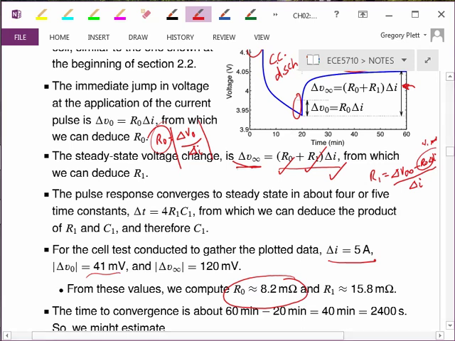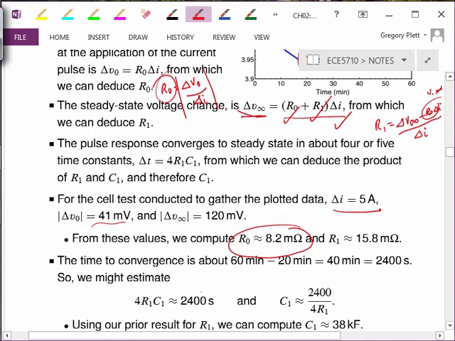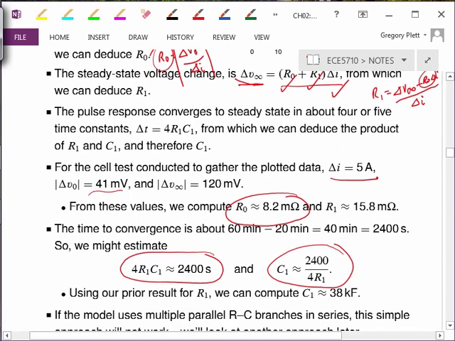And if we look at the time to convergence, it's about 60 minutes minus 20 minutes, or 40 minutes. And 40 minutes in seconds is 2400 seconds. And so we might estimate that 4 times R1 C1 is about 2400 seconds, or C is about equal to 2400 over 4R1, which gives us a capacitance value of about 38 kilofarads.